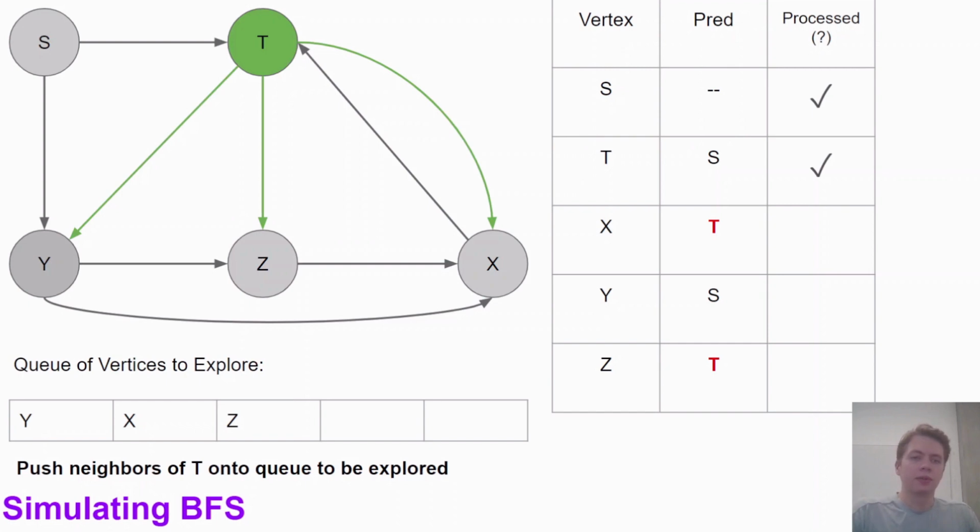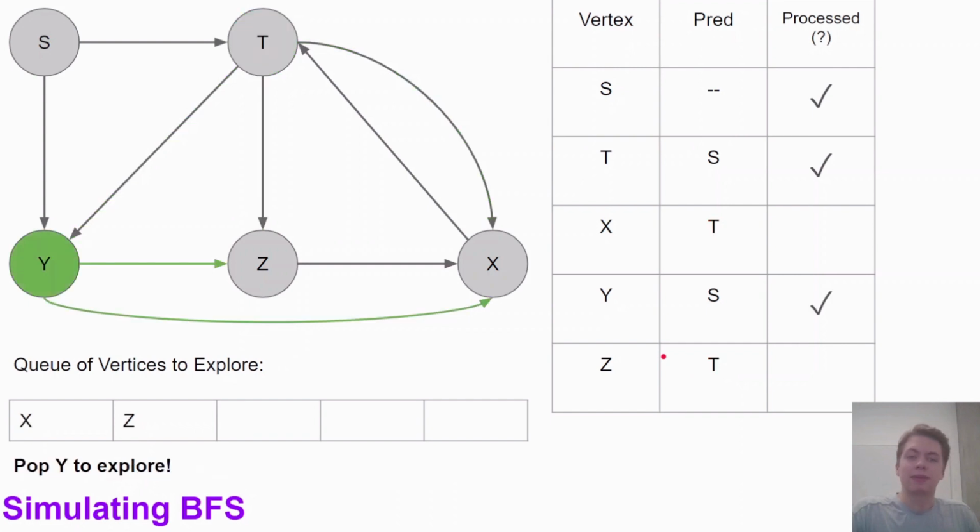The next node we're going to process is Y. Oh, and one more thing. Notice how now T is X and Z's predecessor in our BFS table. That's because we added these to our queue when we were processing T. So keep that in mind. Now we'll process Y, and Y has 2 edges, one to Z and one to X. Both of these vertices we've already seen at least once, so we're not going to add Z or X to our queue in order to avoid double processing a node.